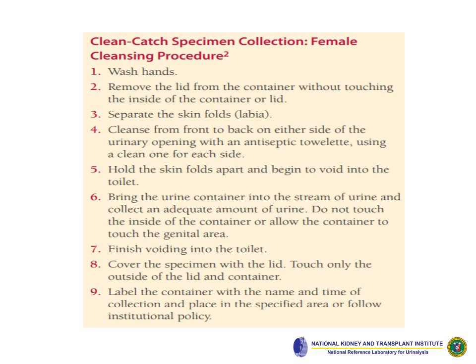Bring the urine container into the stream of urine and collect an adequate amount of urine. Do not touch the inside of the container or allow the container to touch the genital area. Finish voiding into the toilet and cover the specimen with the lid. Touch only the outside of the lid and the container. Label the container with the name and date and time of collection and place it in a specified area or follow institutional policy.